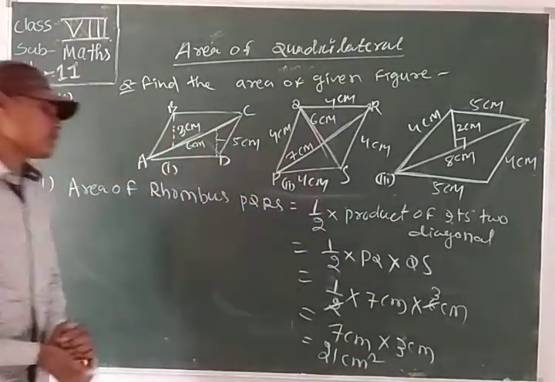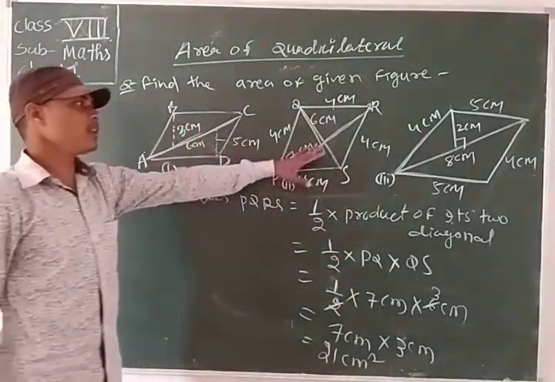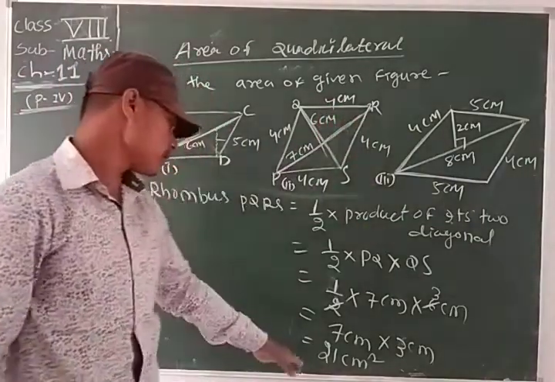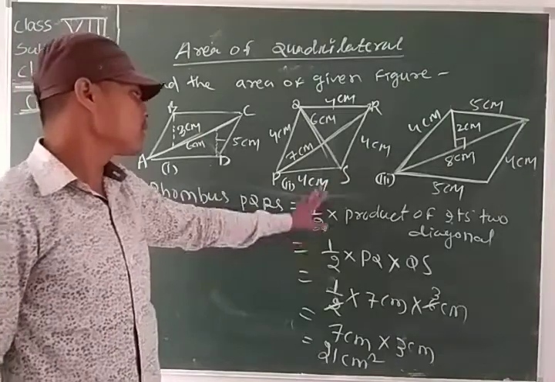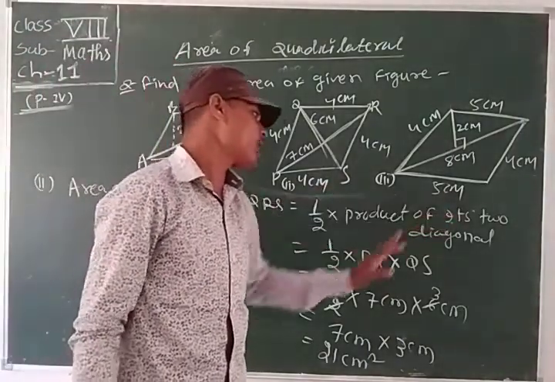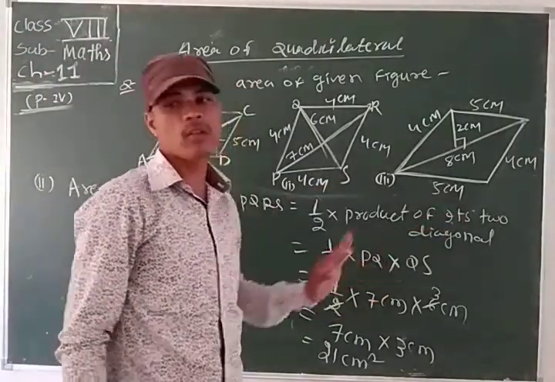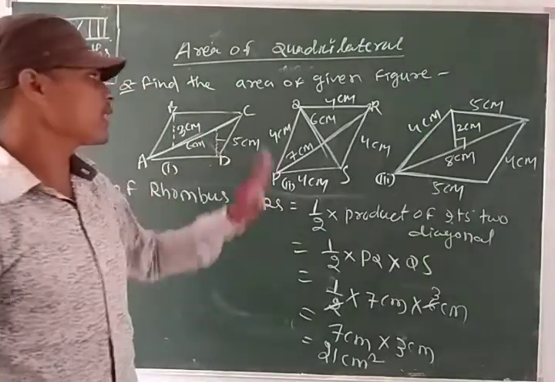Here we find the area of a rhombus. And the area of a rhombus is 21 centimeters square. And also we know the formula of the area of a rhombus: 1 by 2 into the product of its two diagonals, or 1 by 2 into PQ into QS. Clear about it? How can you find the area of a rhombus?